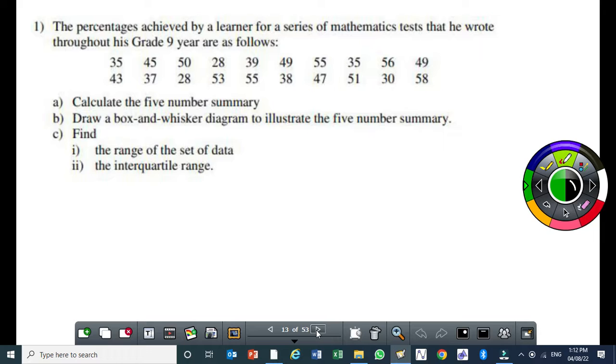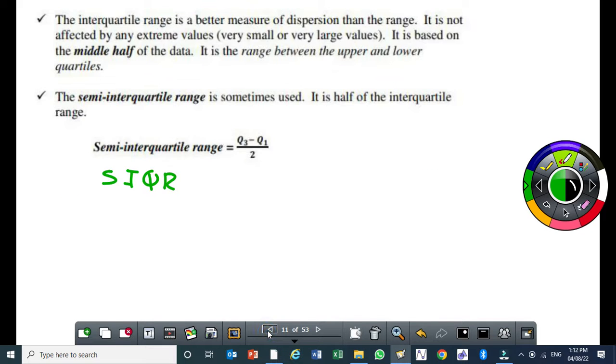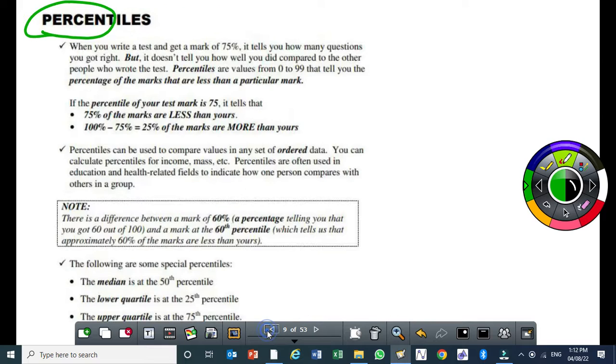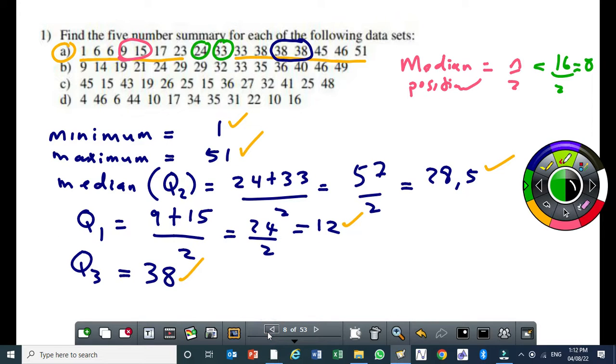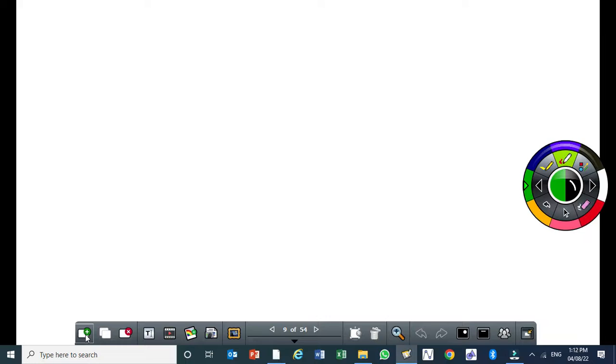Okay? But I'm going to show you how to draw the box and whisker based on this data set here. Remember, I found the 5-number summary here. Okay? I found the what? The 5-number summary. So I'm going to draw a box and whisker based on this 5-number summary here. So allow me to go to the next page.